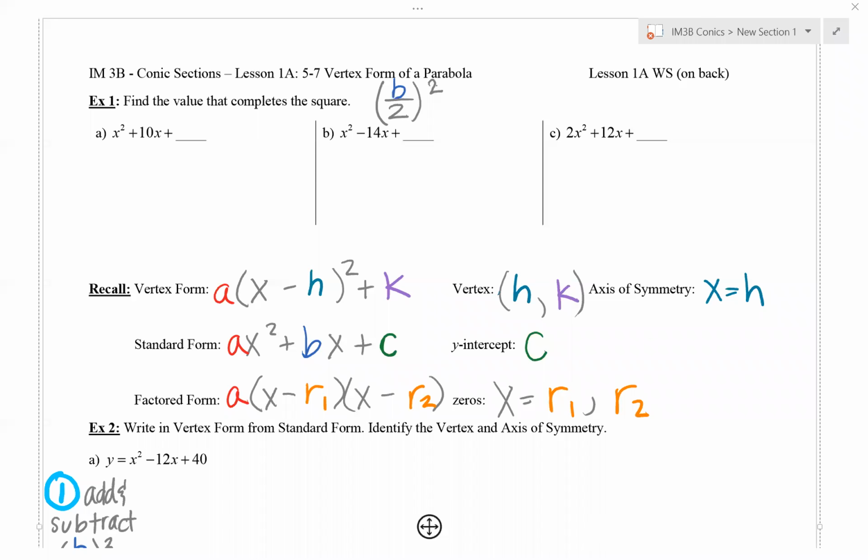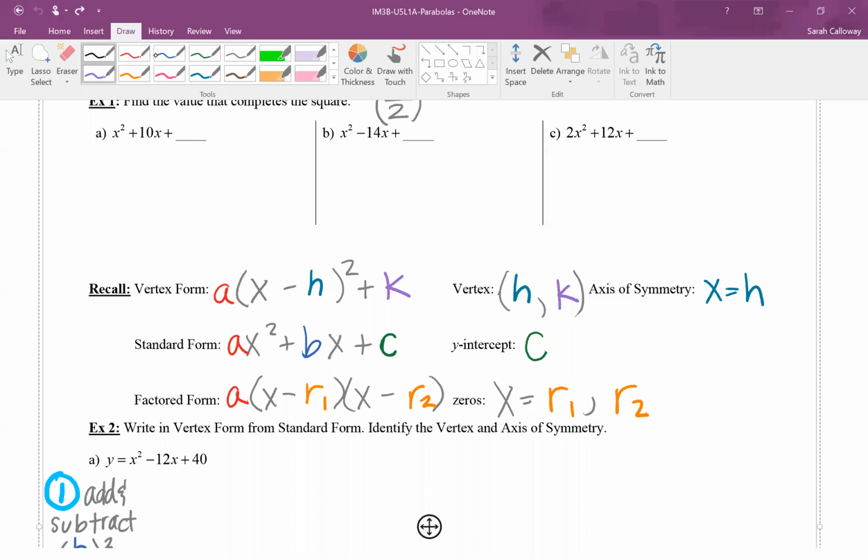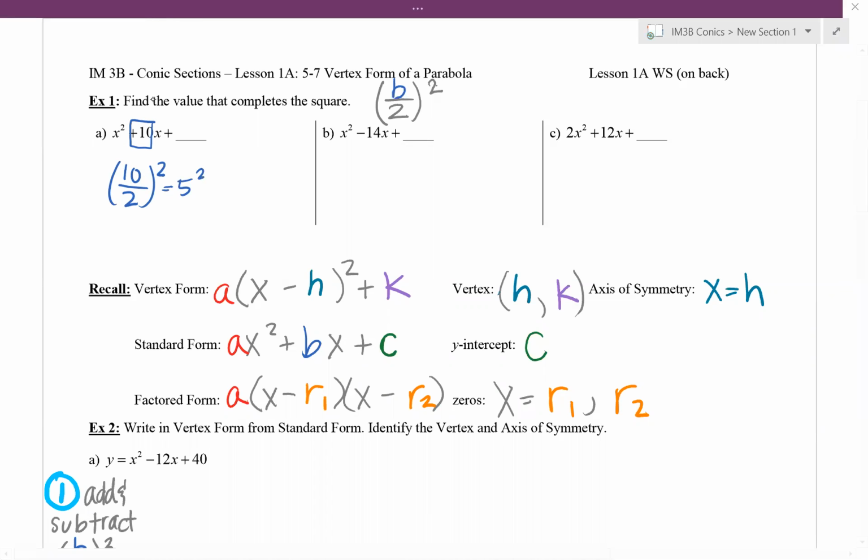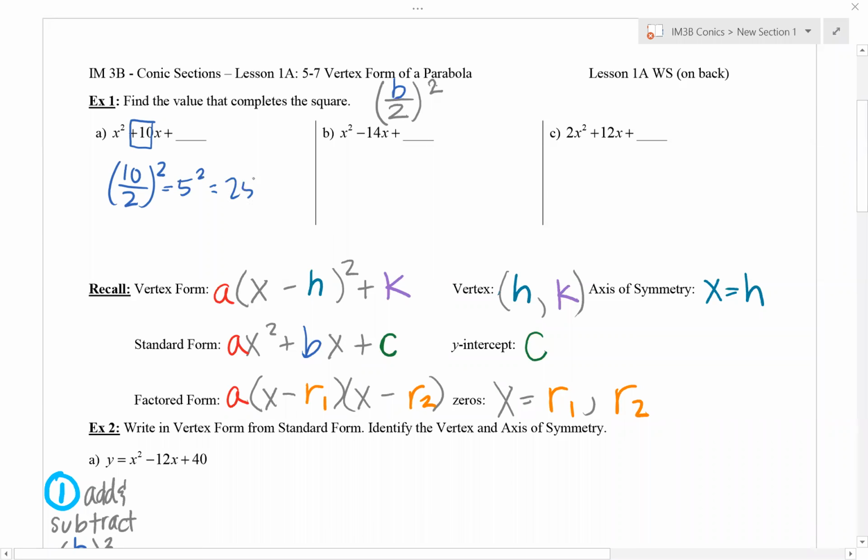So for this one, if we look at example 1a, we have x squared plus 10x plus, we're figuring out what value there would make this a perfect square. So what we're going to take is the value for b, which is the number in front of x. So we're going to take 10, divide that by 2, and then square that number. So 10 divided by 2 is 5. 5 squared is 25, and so 25 would be the value that we would use to make that a perfect square.